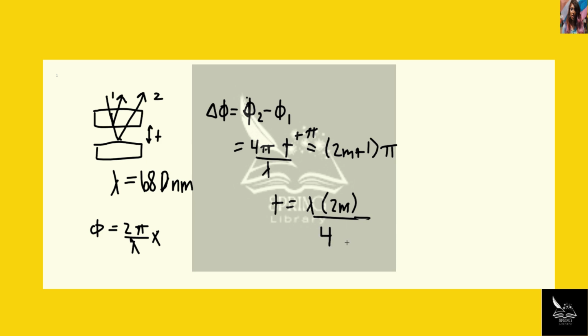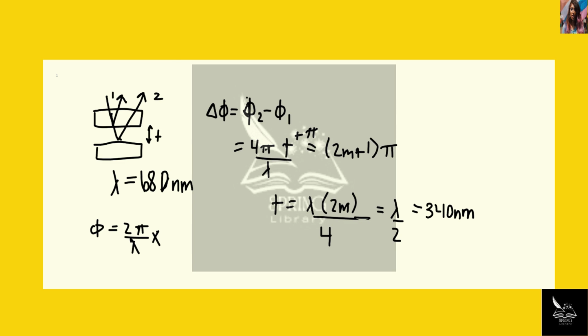So it's going to be lambda times 2m over 4, which is lambda over 2. And m is just going to be an integer, so we want the smallest integer. So m is 1, and we can just evaluate lambda over 2. I can do that in my head. That's 340 nanometers, and that would be for dark.